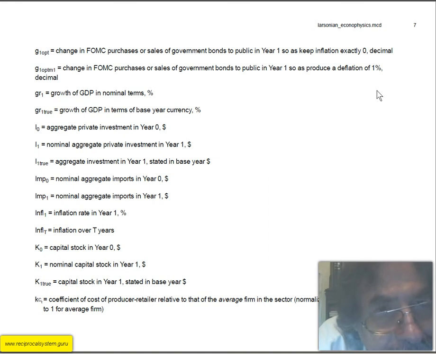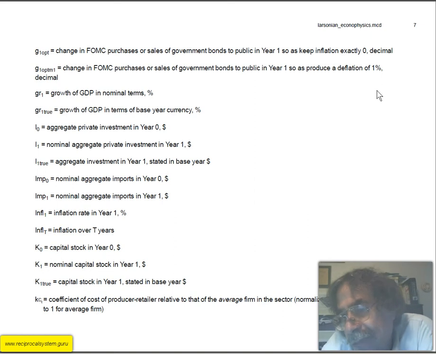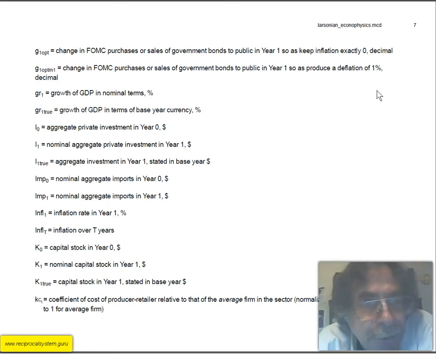G sub T opt M1 equals change in FOMC purchases or sales of government bonds to the public in year 1 so as to produce a deflation of 1%, decimal. So that's opt M, that's optimal minus 1. And that, it's just my opinion, is that a deflation rate of 1%, which is an inflation rate of minus 1%, is really the best way to go.